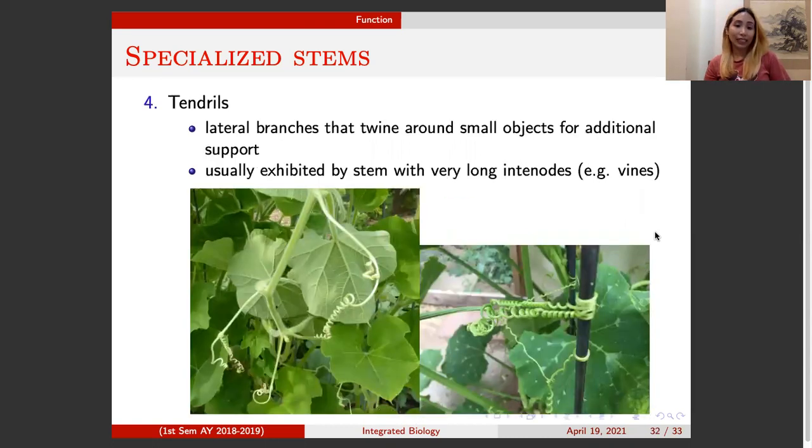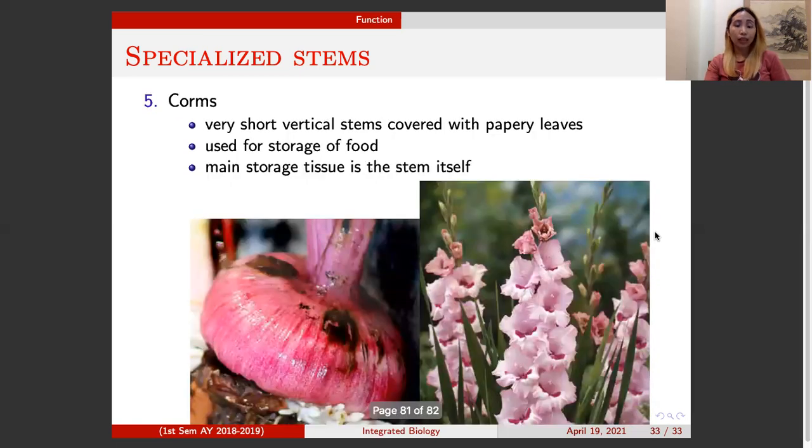Then we have tendrils, right? So tendrils are lateral branches that twine around small objects, and their function is mostly for support. Okay, so ito yung mga normally nakikita natin sa vine. And these are examples of tendrils. And then we have corms. Corms are very short. And this time, it's not horizontal. They are vertical stem, and they are covered with papery leaves. Okay, they are used for storage of food. And the main storage tissue is the stem itself.